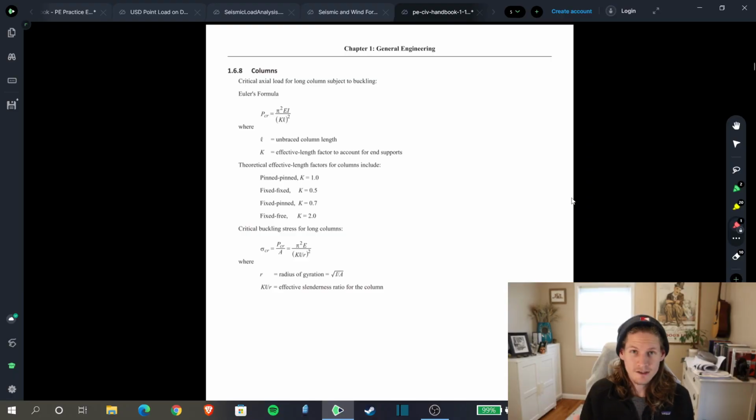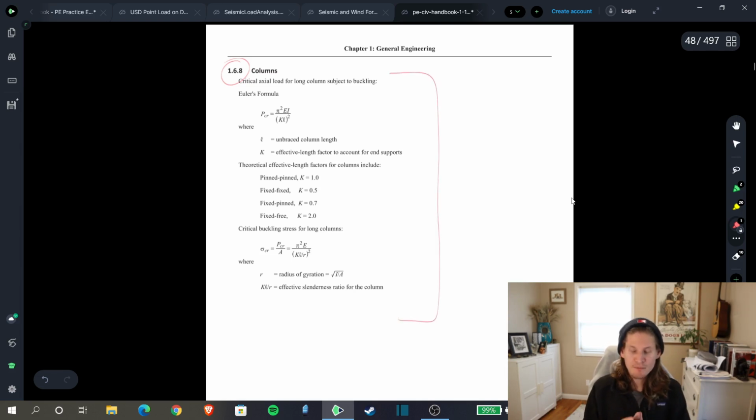That segues you right into column design, 1.6.8. I'm just going to say yes to everything here. So get into it. I think what they provide is brief, but is very good in terms of what you may be needing to solve a column question on the PE exam.